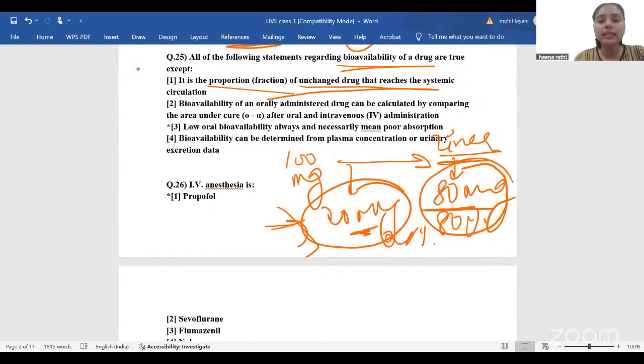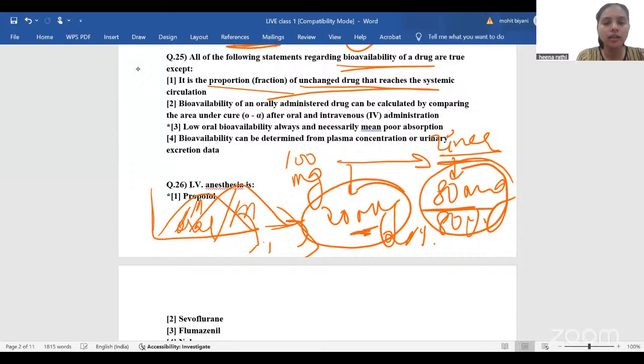Bioavailability of the drug can be calculated by comparing the area under the curve after oral and intravenous administration. If this is the area for the oral administration and this is the area for the IV administration, the bioavailability of an orally administered drug can be calculated from the areas under the curve for the oral and the intravenous routes, because for the intravenous route the bioavailability is 100%, and for the oral route it is never going to be 100%.